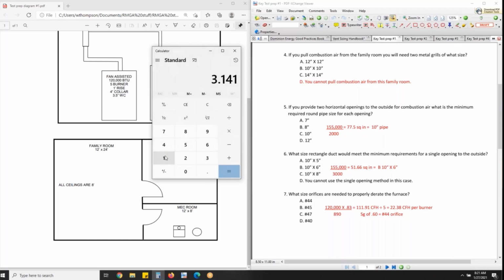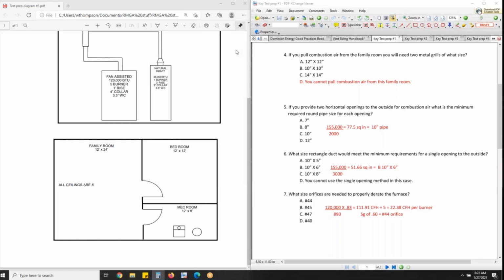3.141 is pi. That's what we call a constant. And in this case, we're looking at a 10-inch pipe. So it's pi r squared. R is radius. The radius of 10 is 5, so 5 times 5 times 3.141 equals, and if you go back to the chart, 78.53 is what they've got on their chart. So that's the formula, pi r squared, but just use the chart. It'll save you from having to do math.